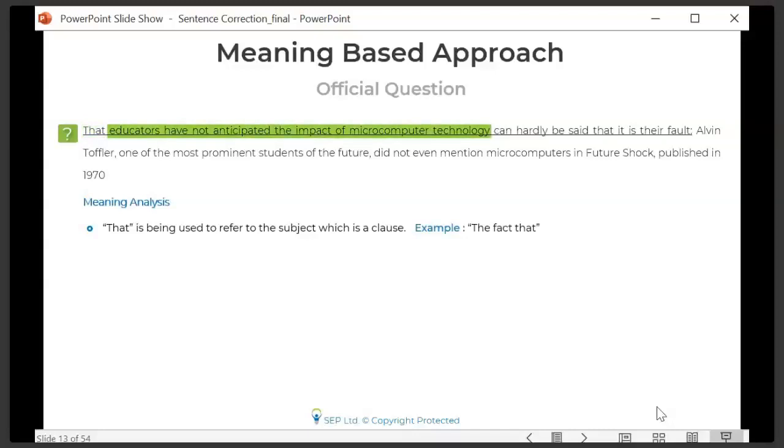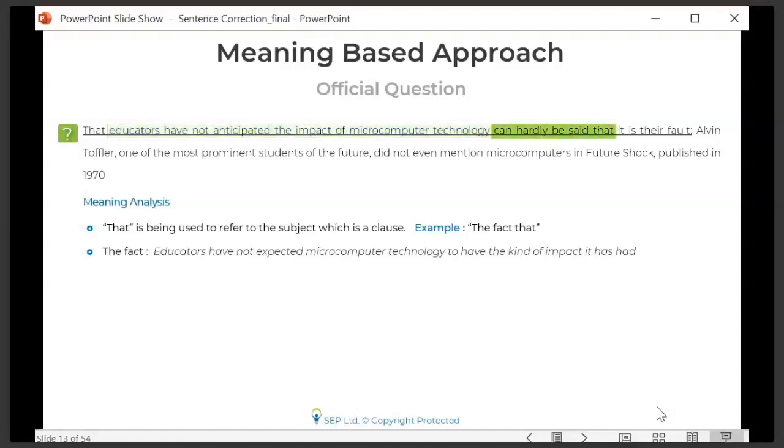All right, so this is the fact which that in the beginning is referring to. Educators have not expected microcomputer technology to have the kind of impact it has had. Right? So see, you're understanding as you go along. You're breaking the sentence into pieces and you're trying to understand what it might mean. Let's see. Can hardly be said that. So we are saying that some people have not anticipated something cannot be said that.